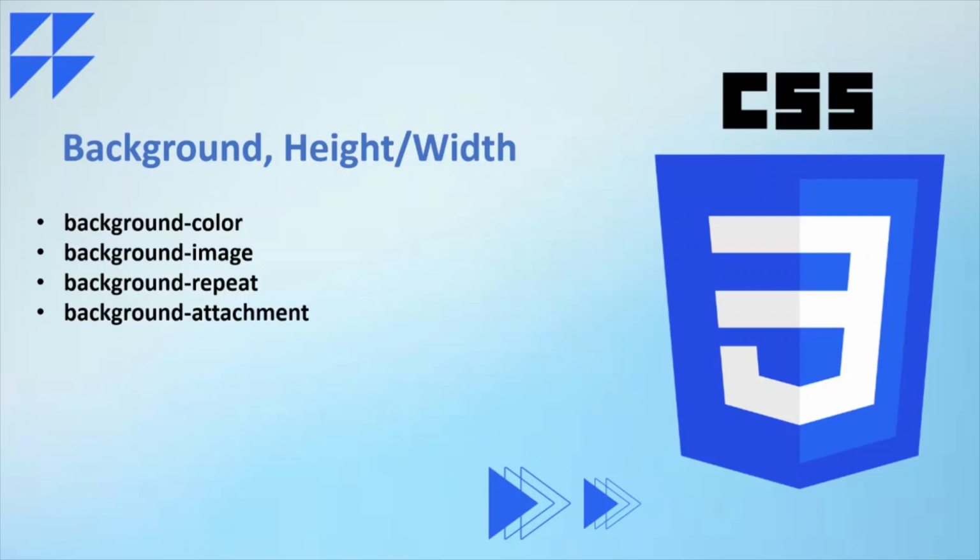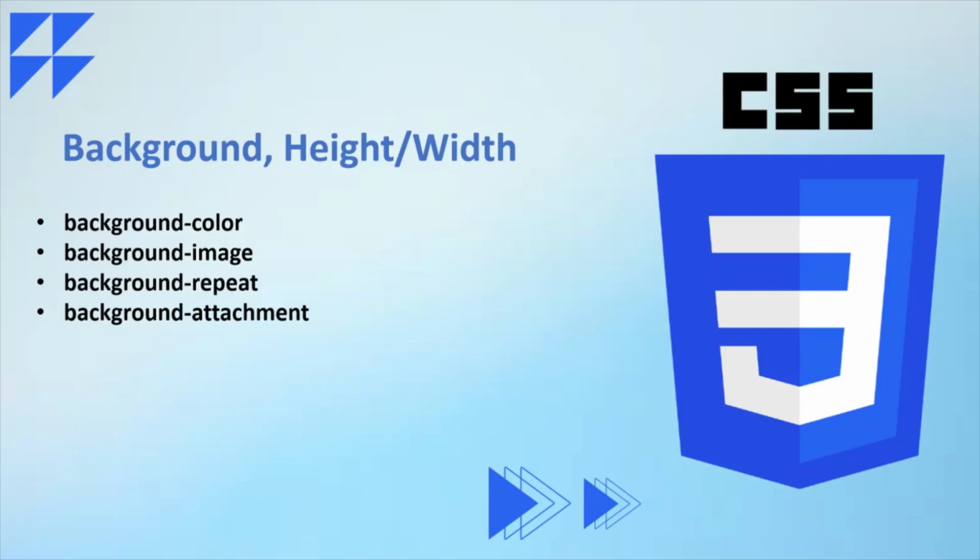Hello guys, so let's now move ahead and understand some more properties of CSS, like the background property and the height and width property of CSS. In the background property we have properties like background color, background image, background repeat and background attachment that we must know in order to gain a better understanding of background.